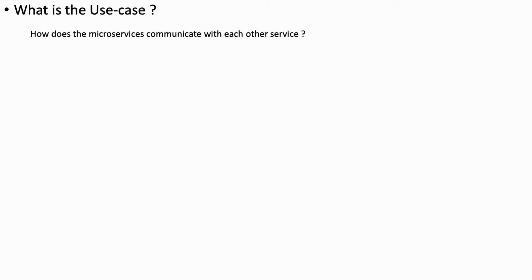If you have a microservice based architecture, you will be having multiple microservices. So how do these multiple microservices communicate with each other? How does microservice 1 know the endpoint of microservice 2 to get some functionality?